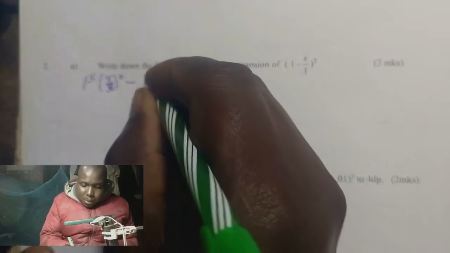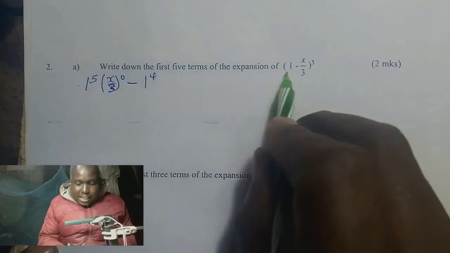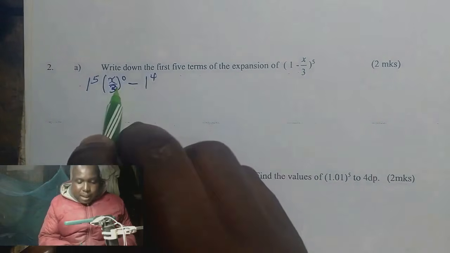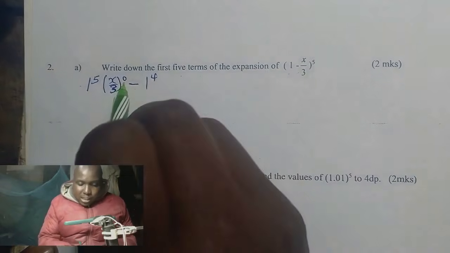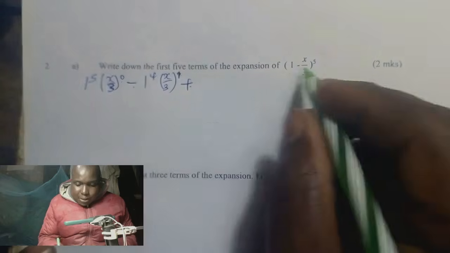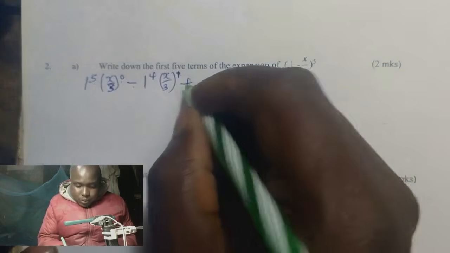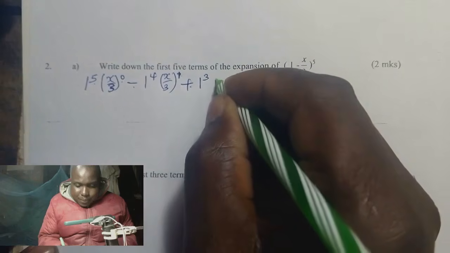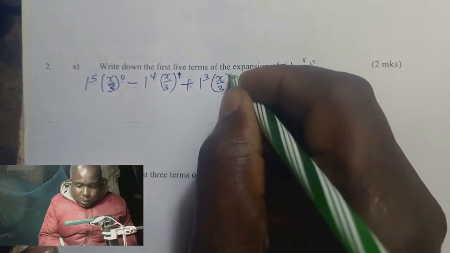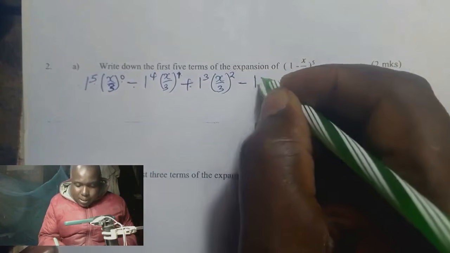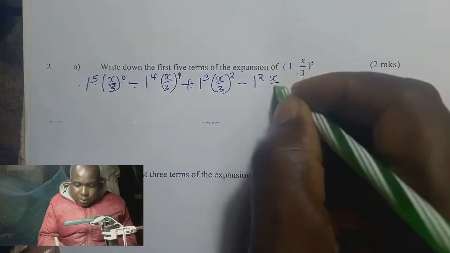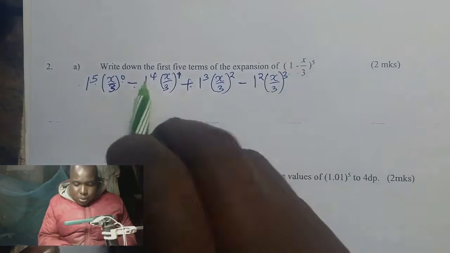So we are going to have 1 raised to power 4 now. The first term's power decreases to the right. The second term's power increases to the right. So we start with 0, and 5, 4. So the second term will be x over 3 raised to power 1, plus negative, when it is minus. Then 1 raised to power 3, x over 3 raised to power 2, minus 1 raised to power 2, x over 3 raised to power 3.